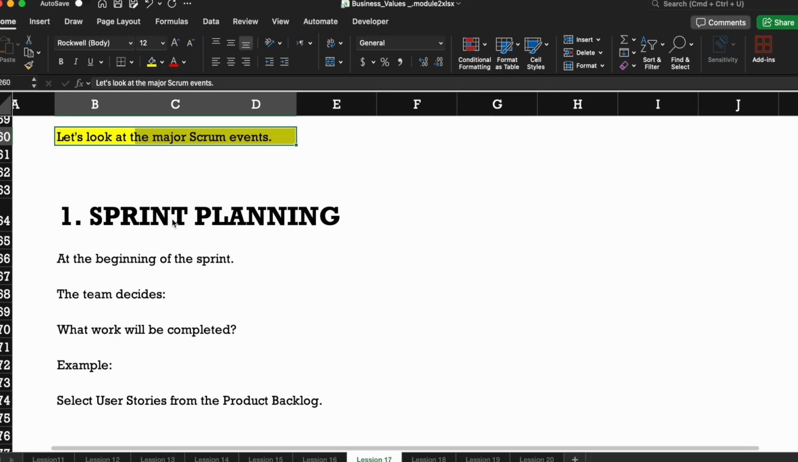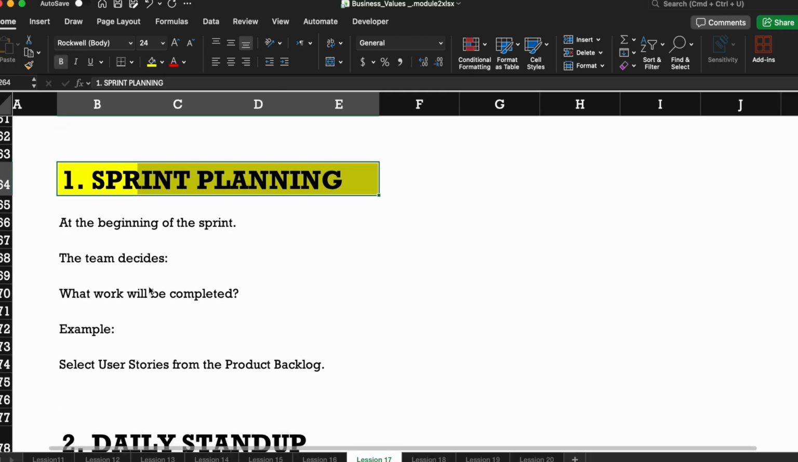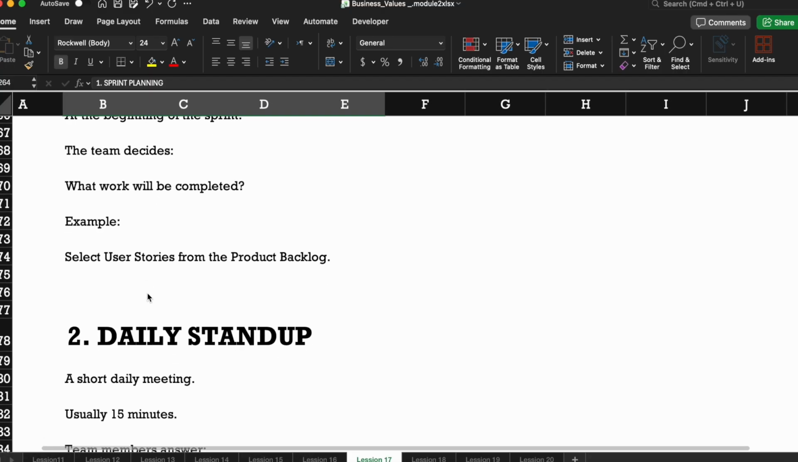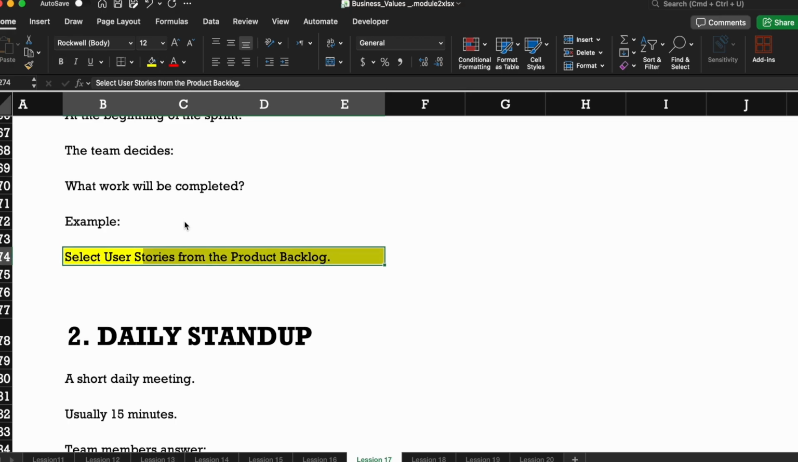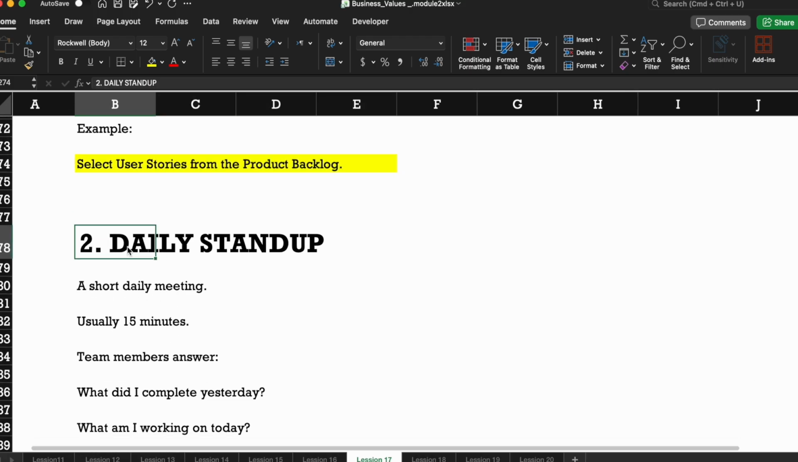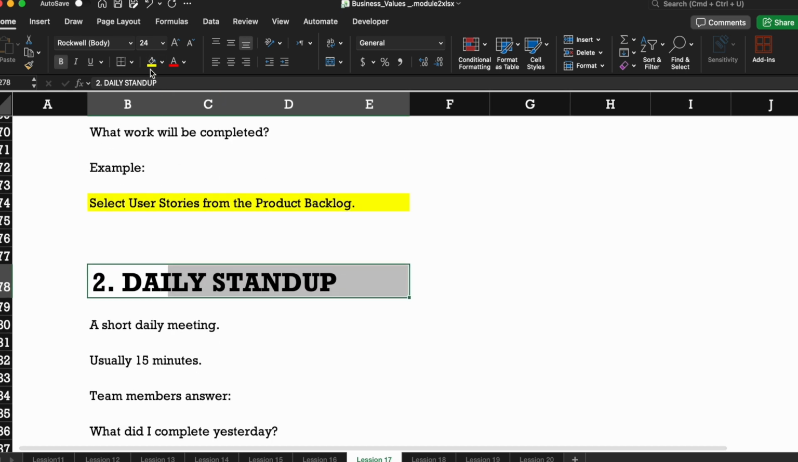Scrum events, let's look at the major Scrum events here. Sprint planning, that's the first event. At the beginning of the sprint, the team decides what work will be completed. For example, select the user stories from the product backlog. Okay, we'll select all the user stories we need for the particular sprint. Then the daily stand-up.